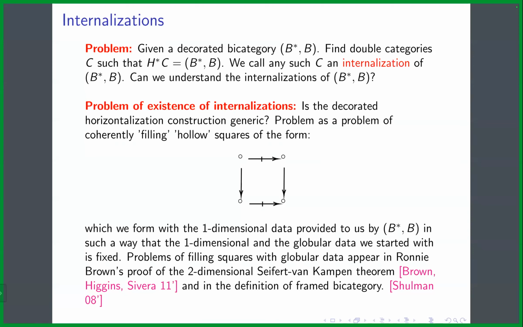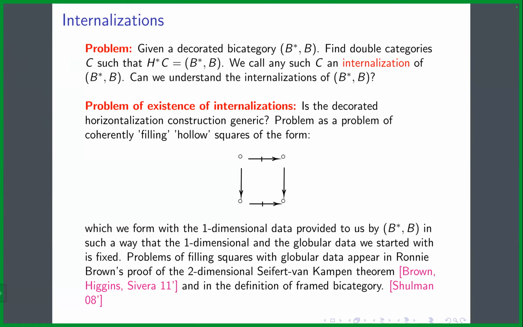So the problem of existence of internalizations asks if the decorated horizontalization construction is generic. So is every decorated bicategory the decorated horizontalization of a double category? We can think of this problem as a problem of coherently filling hollow squares of this form here. So we start with a decorated bicategory B star comma B, and with the one-dimensional data of B star comma B, we can form hollow squares like this. So we have objects, we have vertical arrows, and we have horizontal arrows or one cells given to us by B.